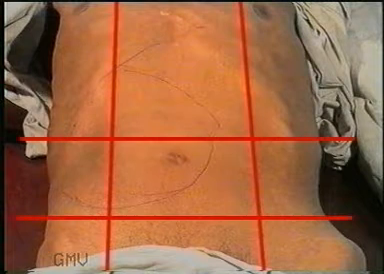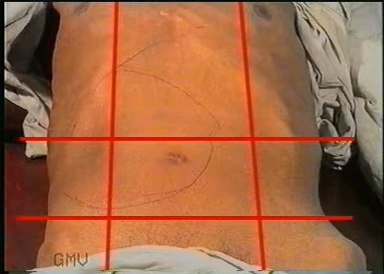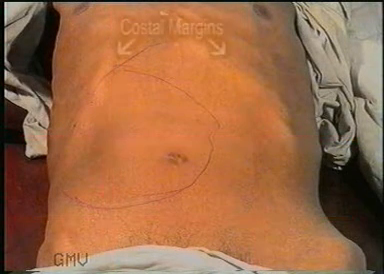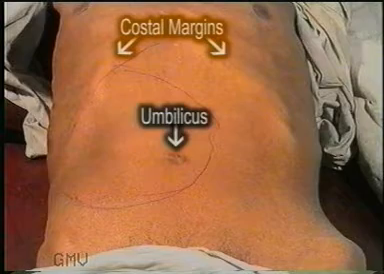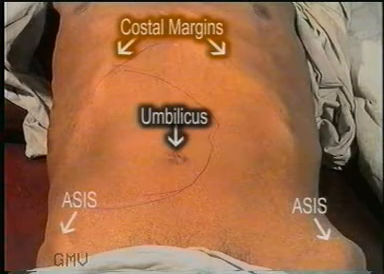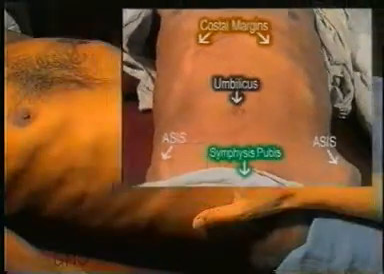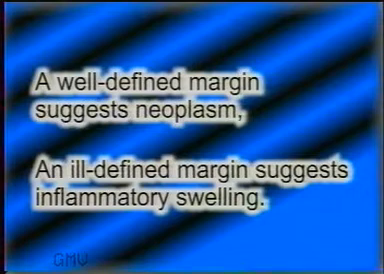Then note its location in relation to the quadrant involved and in relation to the costal margin, umbilicus, anterior superior iliac spine or symphysis pubis. Then note its shape, surface and margin. A well-defined margin suggests neoplasm, while an ill-defined margin is a feature of an inflammatory swelling.